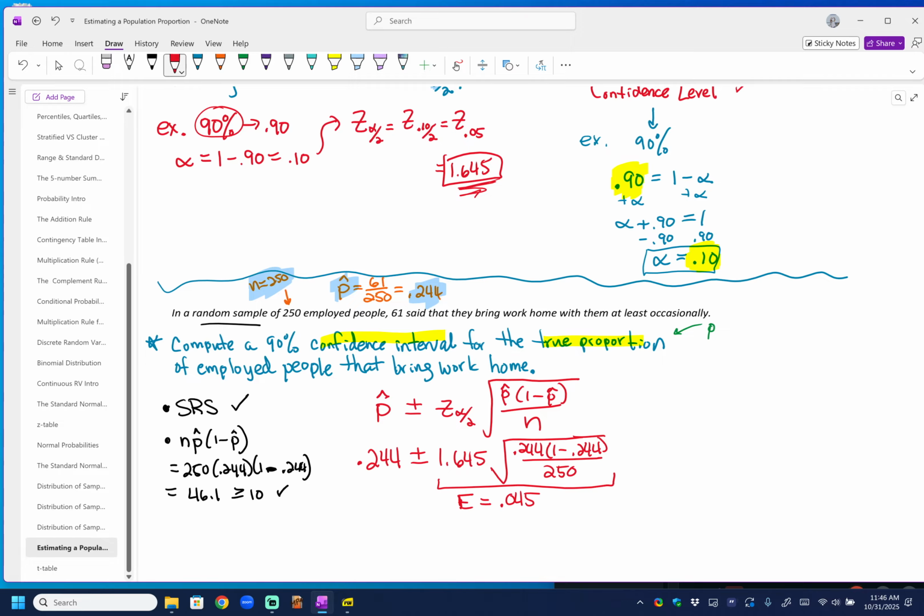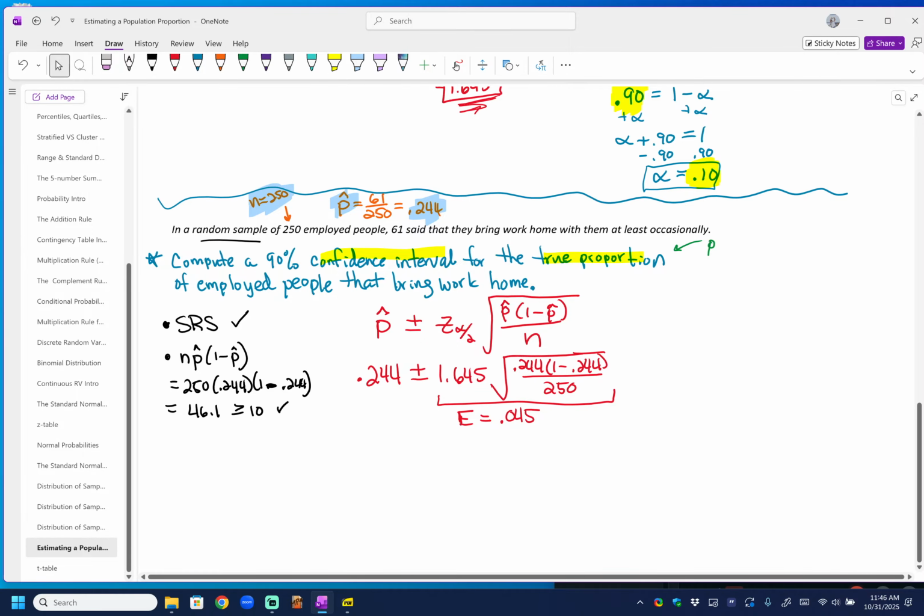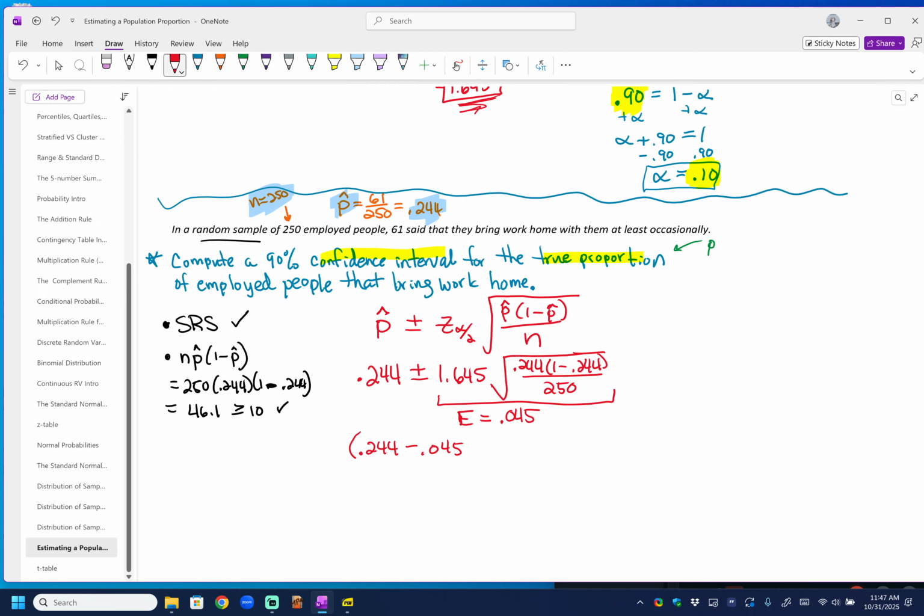So what do we do? Well, I'm going to do this in the way I'd like you to do it, and that's using interval notation. The first thing we're going to do is 0.244 minus 0.045, which is going to constitute the lower end of things right here. And then we're going to constitute the higher end, and we're going to do plus, after a comma here, 0.045. We then put this together with a little bit of mathematical computation and get 0.199 and 0.289 as our two values for the ends of our confidence interval.